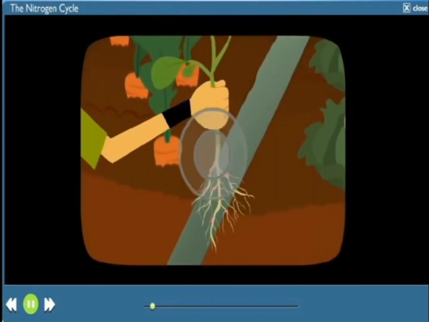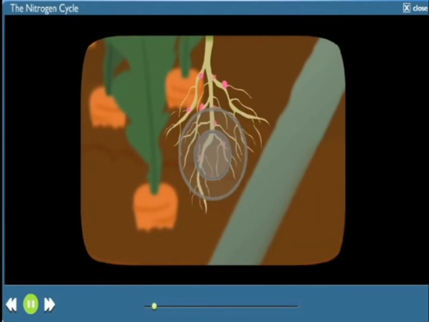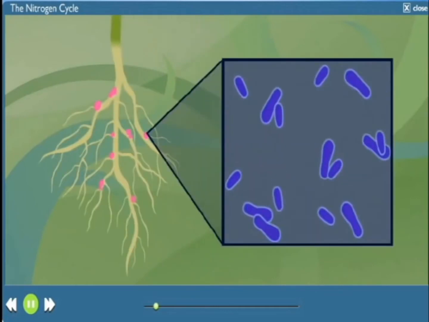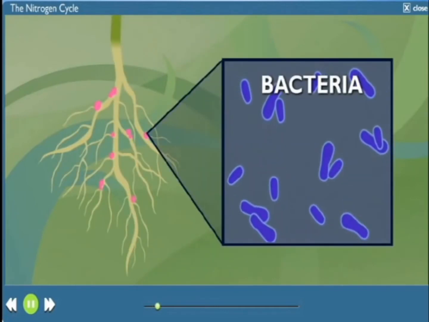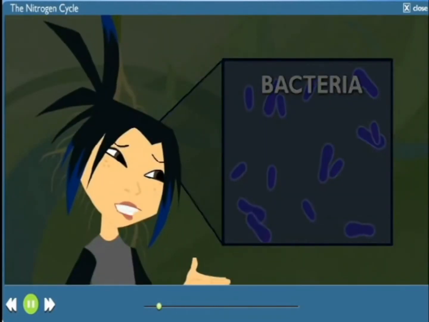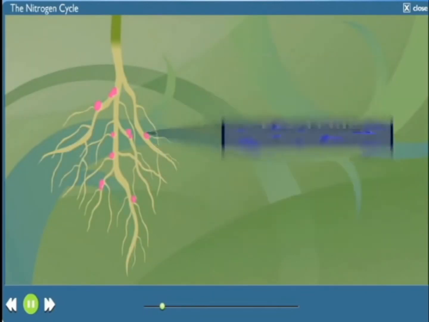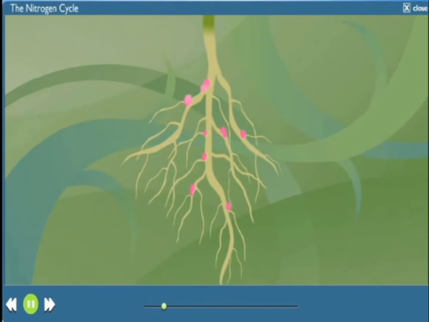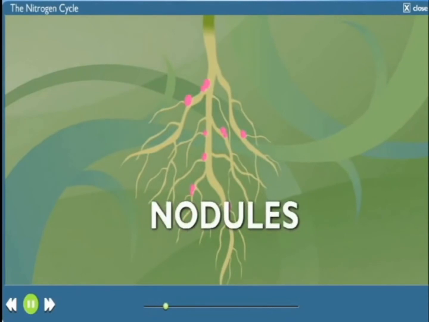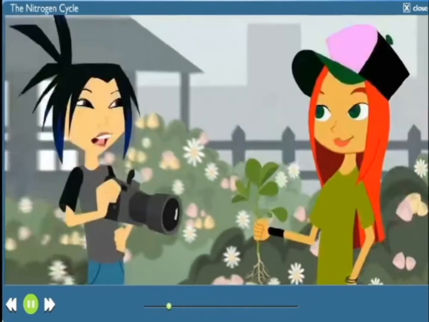Hey, look at those weird bumps on the roots of that soybean plant. Bet you can't guess what's inside. Bacteria. Bacteria? The stuff that makes you sick? Yuck. Hey, not all bacteria is bad. In fact, we couldn't live without the bacteria in these little nodules. Neither can animals or plants. These little things help keep us alive?